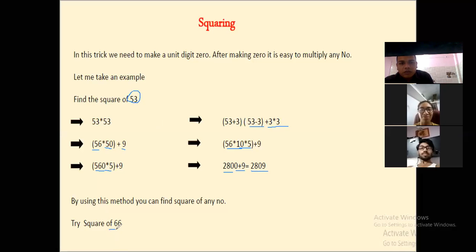Now if you have to calculate the square of 66, then what you are going to do? You are going to add 6, you are going to subtract 6, and then you are going to add 6 into 6. Okay, so this question you will try on your own. Then next trick.